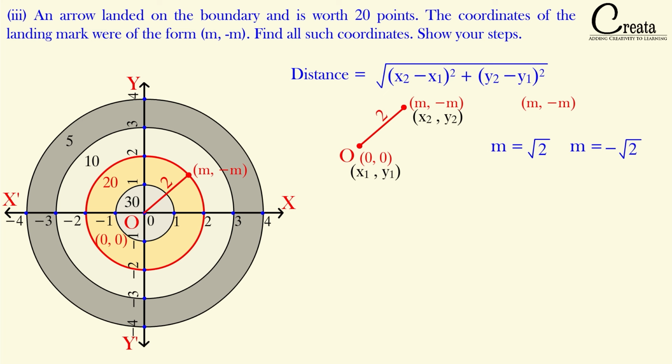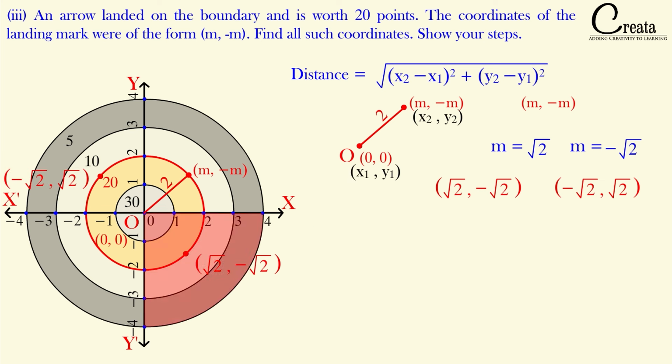Let's find the coordinate. Let's put it into our coordinate, which is (m, -m). So we got two answers. First is (root 2, minus root 2), and the second is (minus root 2, root 2). So these are the two answers. It means the point is in this quadrant and also in this quadrant. These two points are satisfying our condition, so these two are the answer of this question. Got it? We have done with this question.